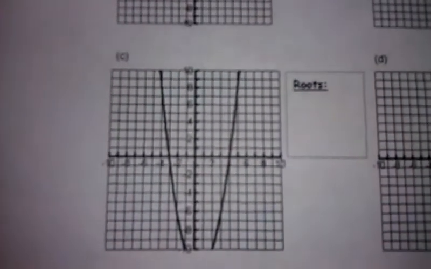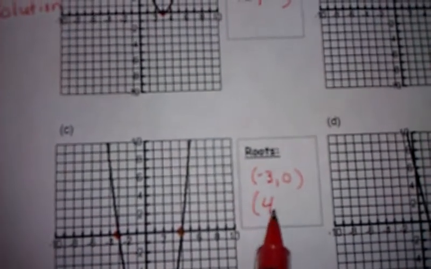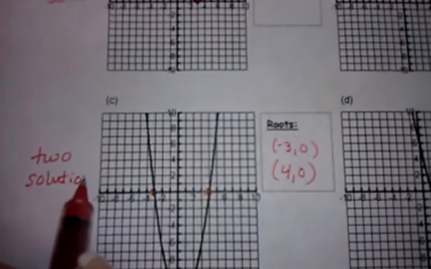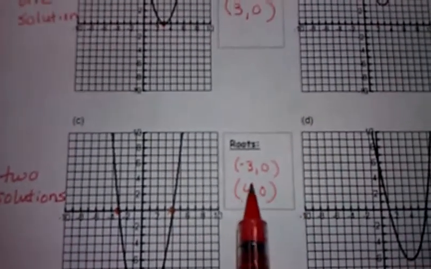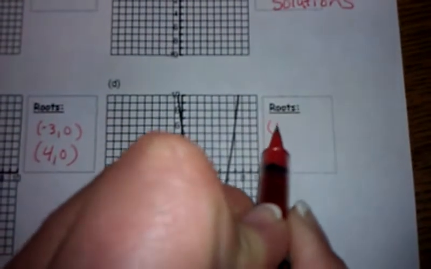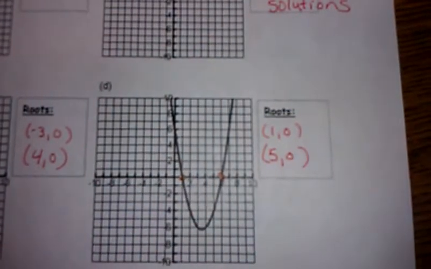Letter C. If you look here, it crosses here and here on the x-axis. That is (-3, 0) and (4, 0). Those are your intercepts. It has two solutions. So when it asks you to describe it, you would write two solutions. And when you're trying to tell exactly what it is, this is your answer. So if you look at the next one, what are my solutions? Right here I have (1, 0), and right here I have (5, 0).